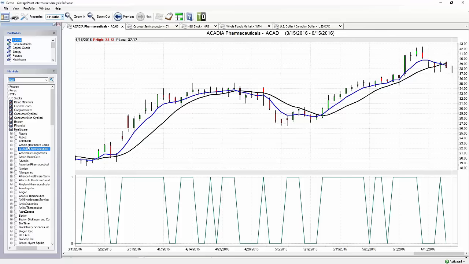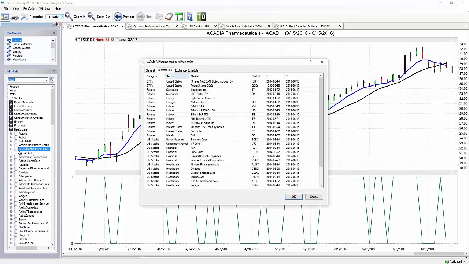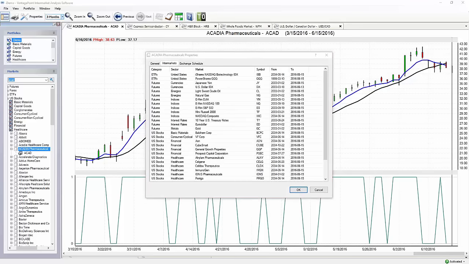But what I want to show you here is we can actually go into individual companies. I have Acadia Pharmaceuticals. I can type in this market tree here, and I can open up these properties, and this is what I want to show you. Now, I've clicked on this tab for Intermarkets, and if we look closely here, and this is really the secret sauce, this is what's very, very important to understand. These are the 25 to 30 most closely related markets that are known to drive and influence Acadia Pharmaceuticals.